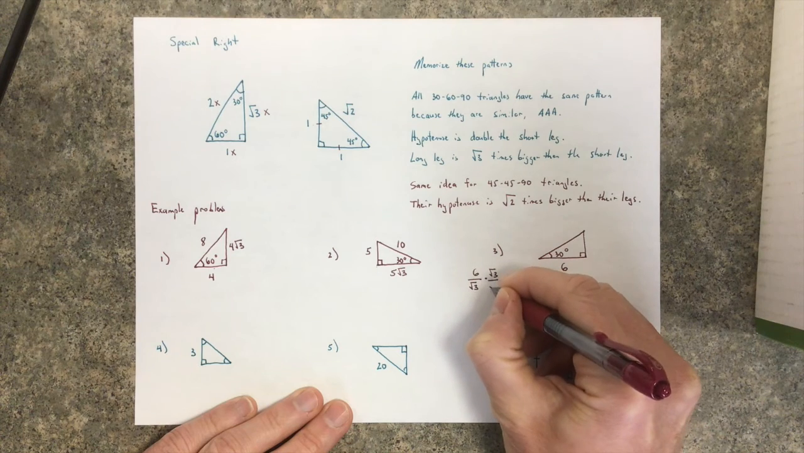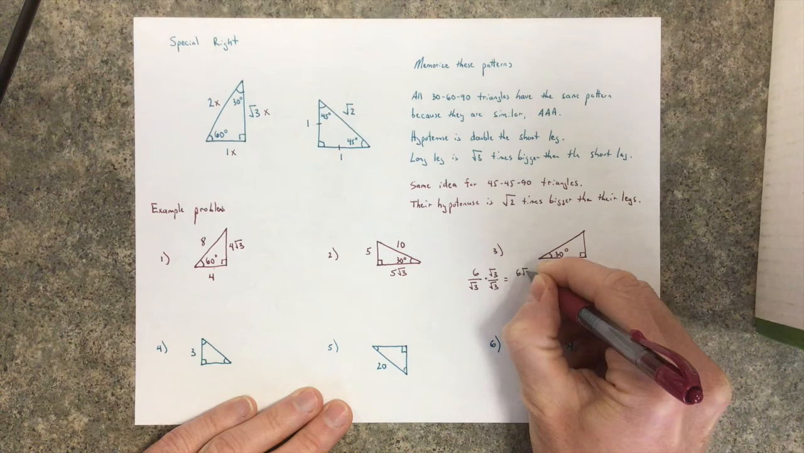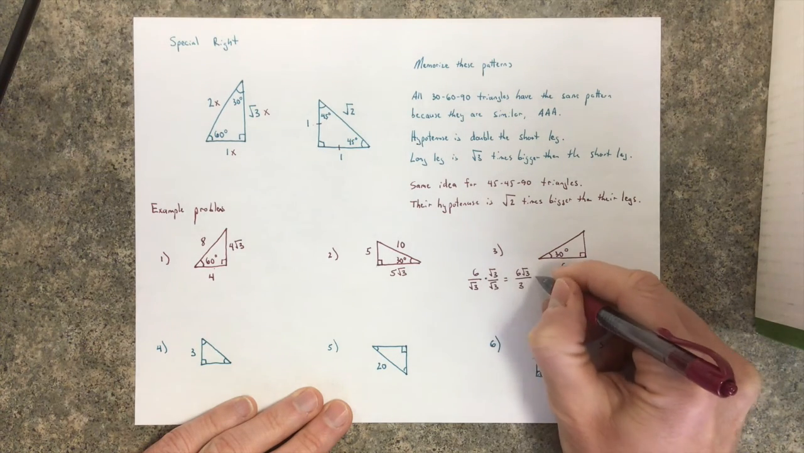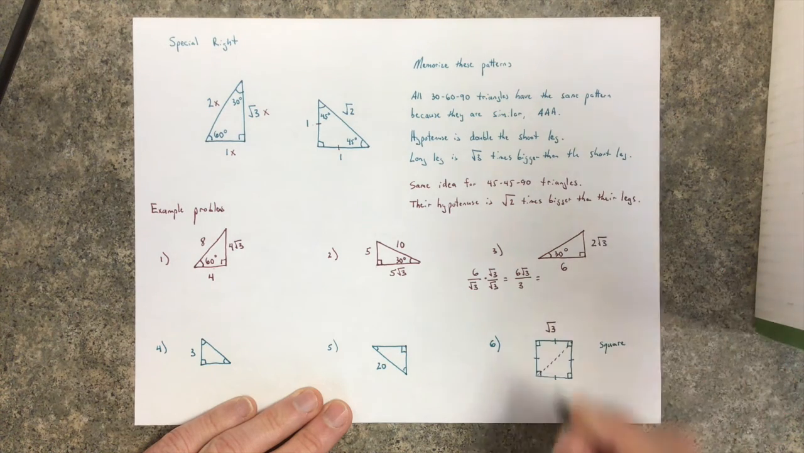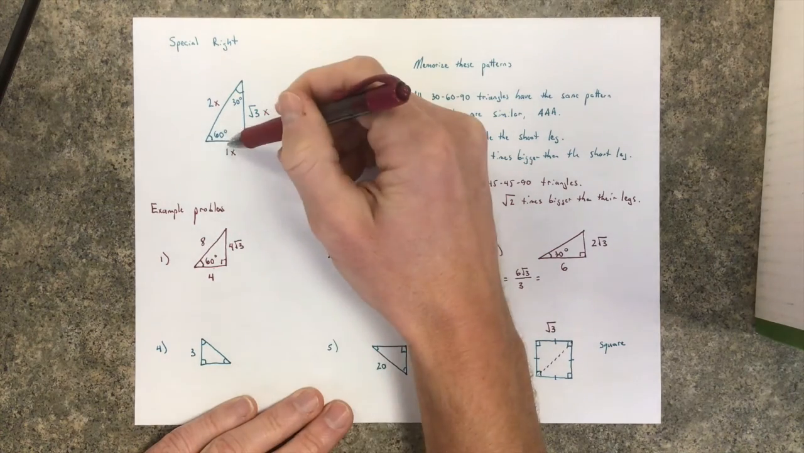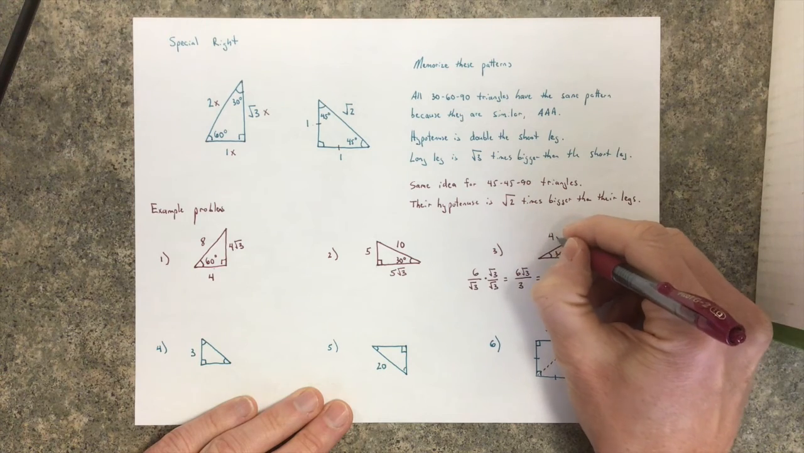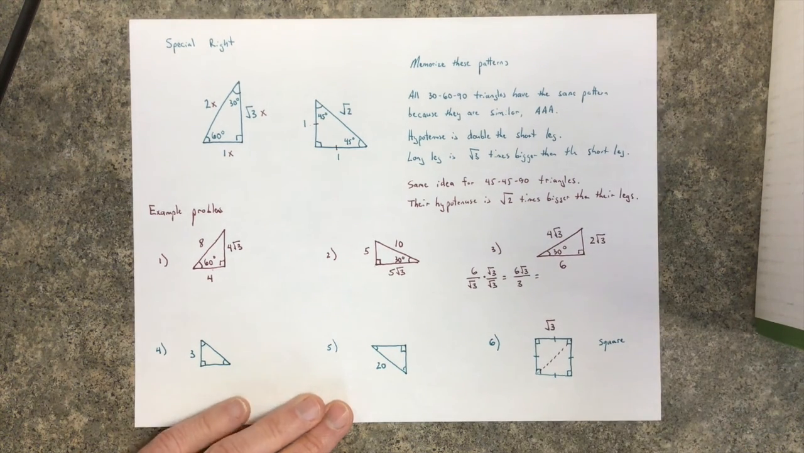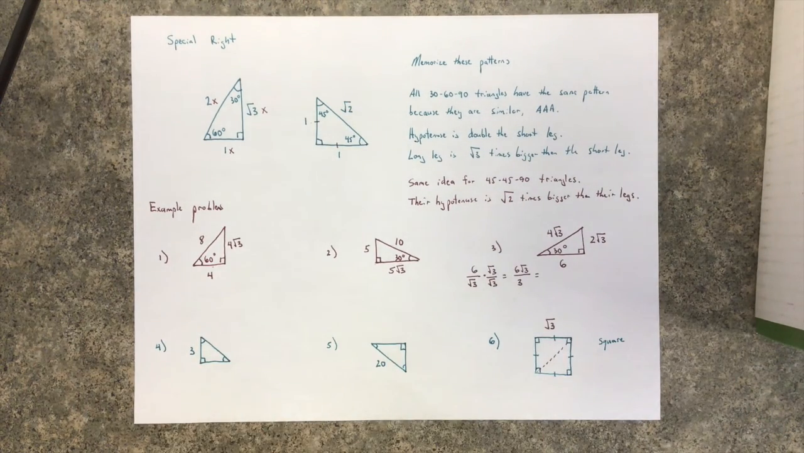and unfortunately, math people want us to rationalize this. So we're going to multiply top and bottom by the square root of 3. And that gives us 6 square root of 3 over 3. 6 over 3 is just 2. So I know that that is 2 radical 3. And then how do I get the hypotenuse? Well, the hypotenuse is double the short leg. If I double that, I just get 4 radical 3. 4 radical 3 is twice as big as 2 radical 3. So this is the hard one. Those are kind of easier.